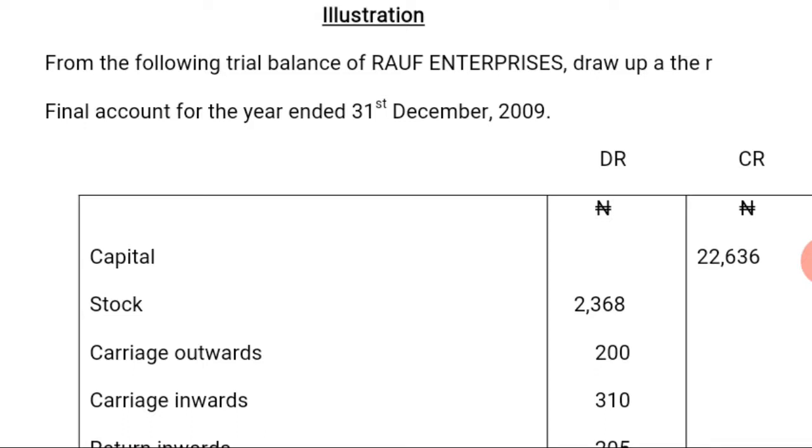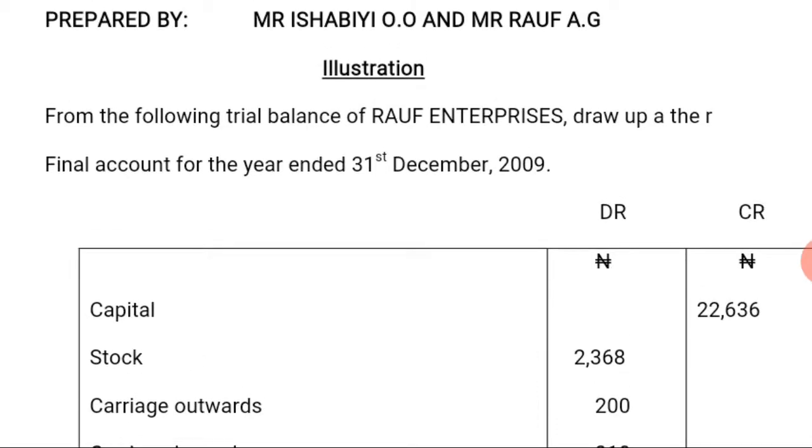So, illustration. From the following trial balance of Rauf Enterprises, draw up the final account for the year ended 31st December 2009.